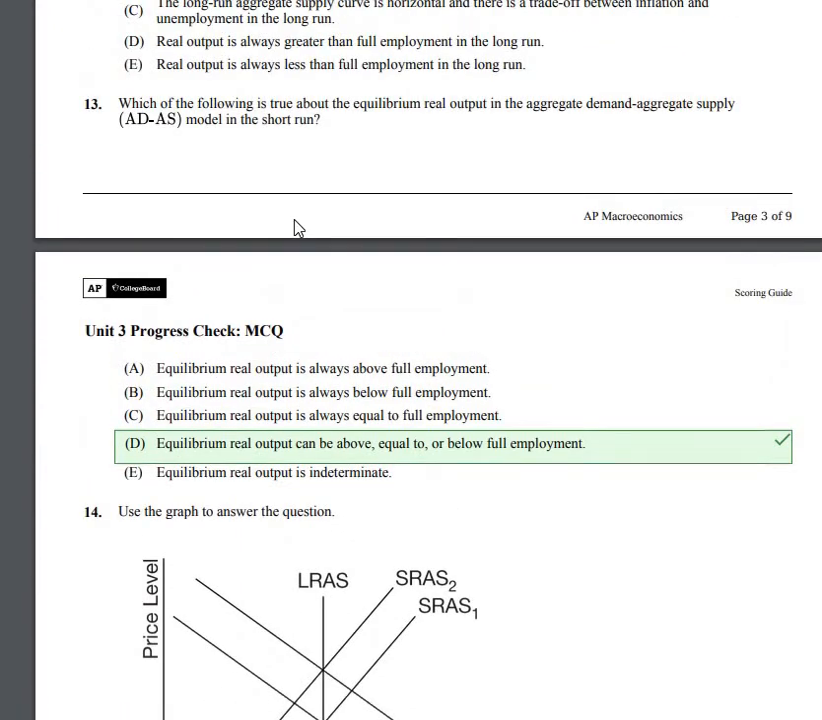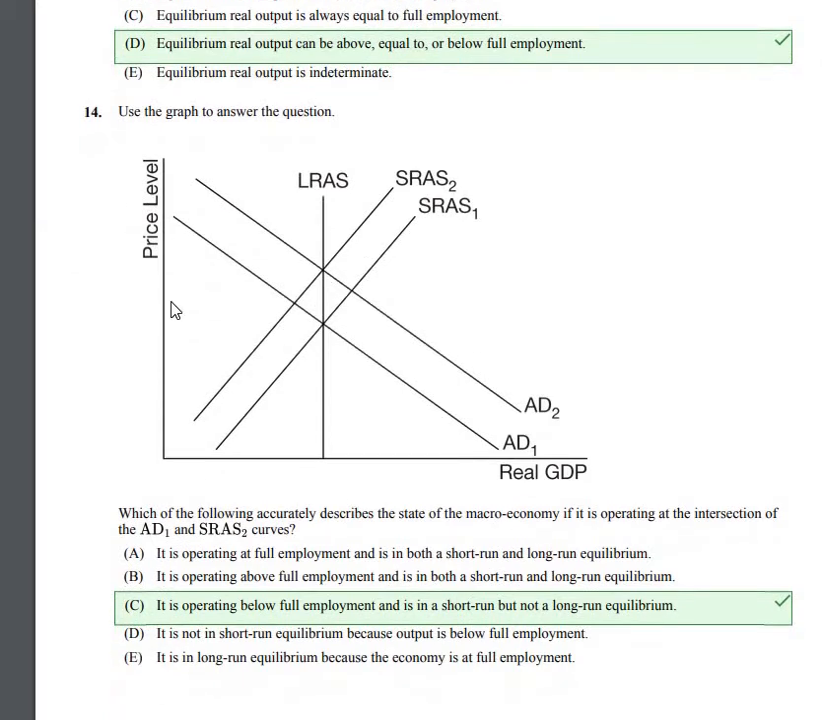Number 13, which of the following is true about the equilibrium real output in the aggregate demand aggregate supply curve in the short run? D, equilibrium real output can be above, equal to, or below full employment, meaning potential output. All right, number 14, now we get to do graphs. All right, use the graph to answer the question.